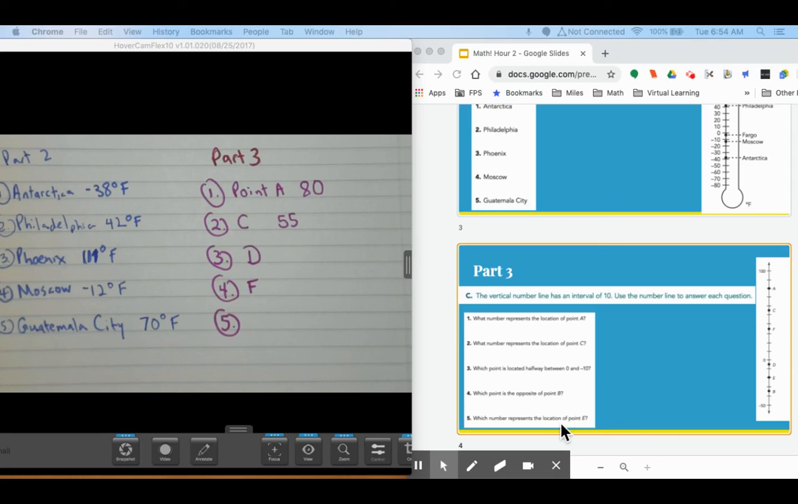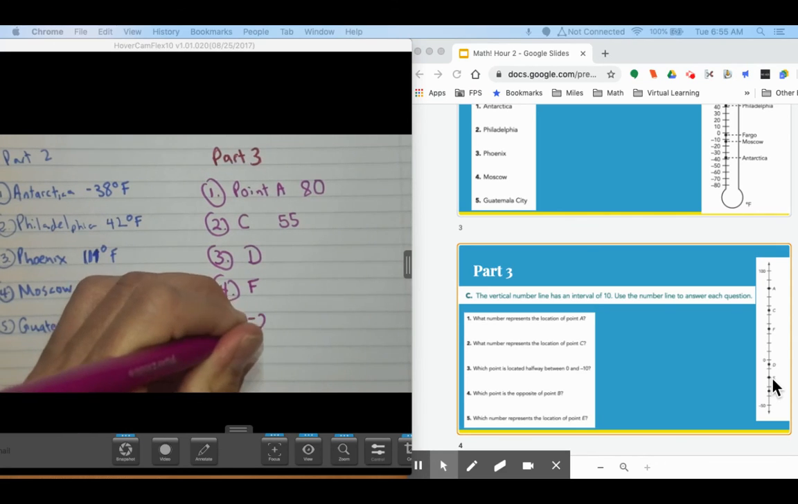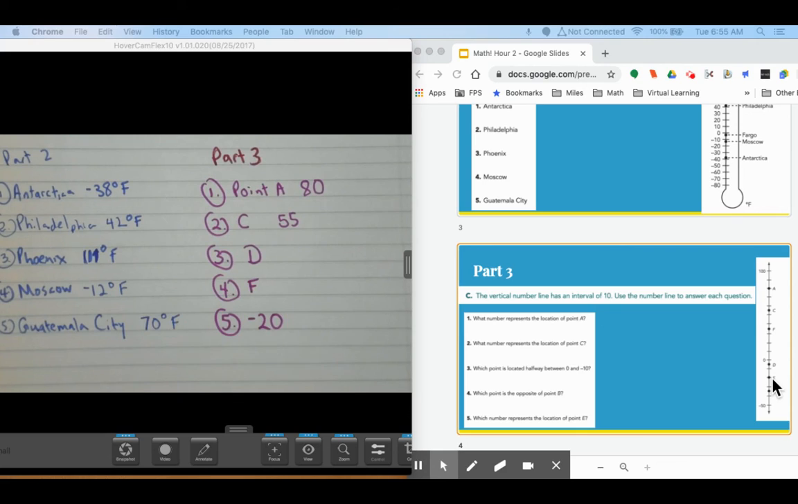Number 5, which number represents the location of point E? Point E is here, -10, -20. So -20 is going to be point E. Okay, and so those are the guided practice problems for today.